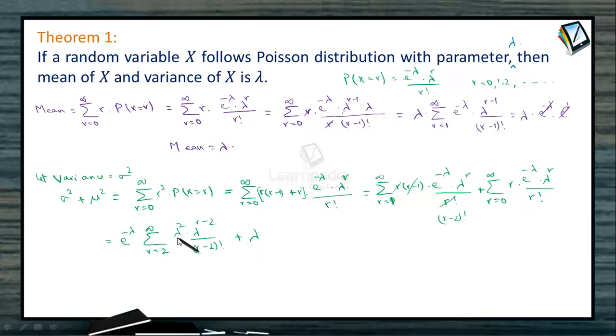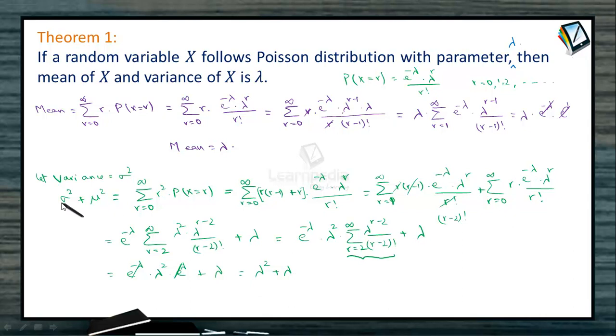Now look at this term, lambda square is unaffected by summation. So that also will come out along with e to the power of minus lambda. So e to the power of minus lambda into lambda square times sigma r is from 2 to infinity lambda to the power of r minus 2 by r minus 2 factorial plus lambda. Now do you recollect what is this term inside sigma? Yes, this is e to the power of lambda itself. So what is this value? E to the power of minus lambda into lambda square into e to the power of lambda plus lambda, wherein e power lambda into e power minus lambda is 1. So this is coming to be lambda square plus lambda.